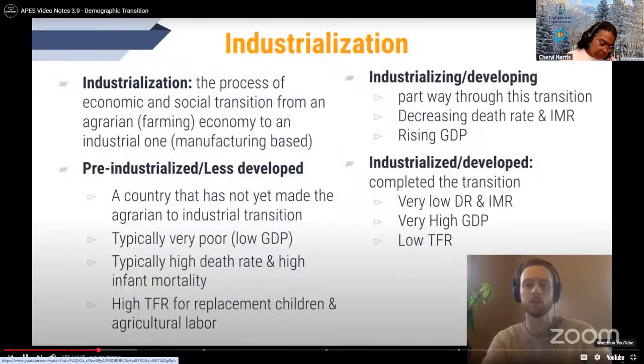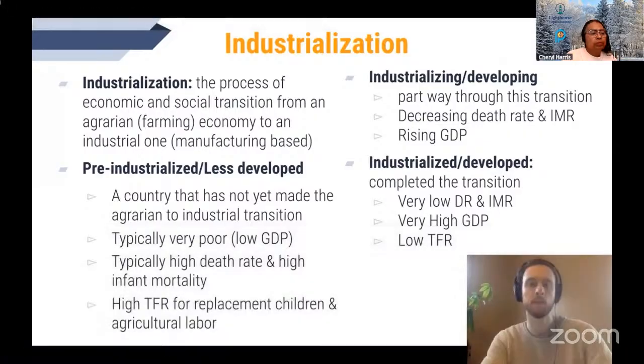So before we talk about the actual steps of demographic transition, we need to go over what industrialization is. It's the process of a country transitioning its social and economic systems from an agrarian-based society to an industrial society. That means one based on farming for food and for income, to one that's based more on manufacturing of goods and providing of services for income.